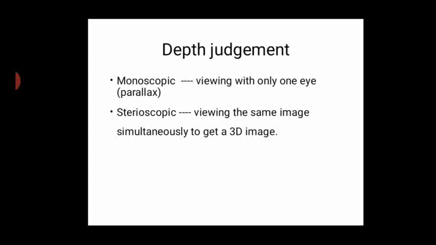Now people with normal vision are said to have binocular vision, so they can view with both the eyes simultaneously. These people are said to have stereoscopic view, that is, we normal human beings with two eyes are said to have stereoscopic view, which helps in giving us a three-dimensional image.